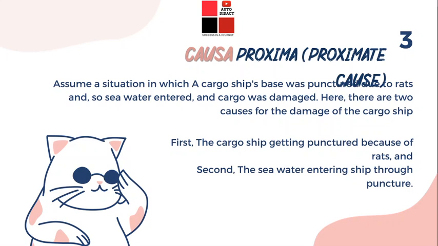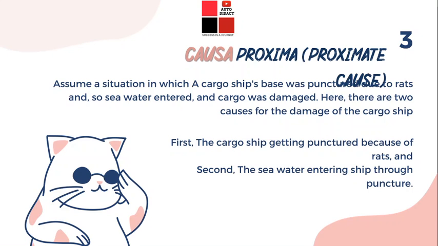However, in case of life insurance, the principle of causa proxima does not apply. Whatever may be the reason of death, whether a natural death or an unnatural death, the insurer is liable to pay the amount of insurance.